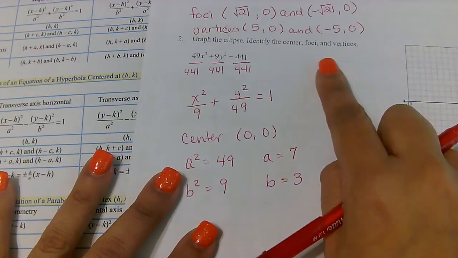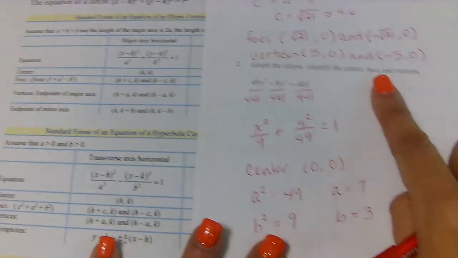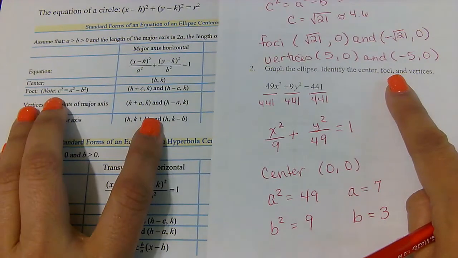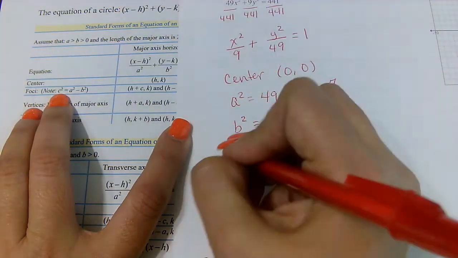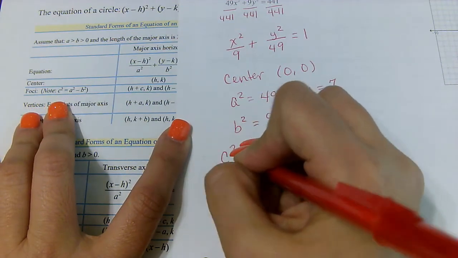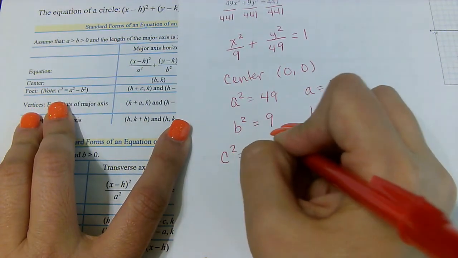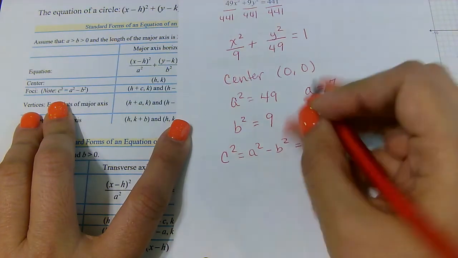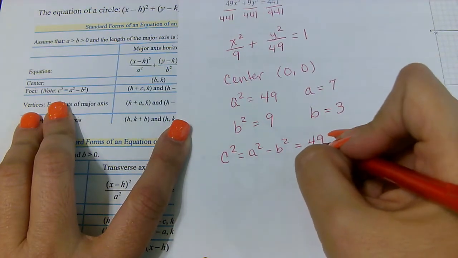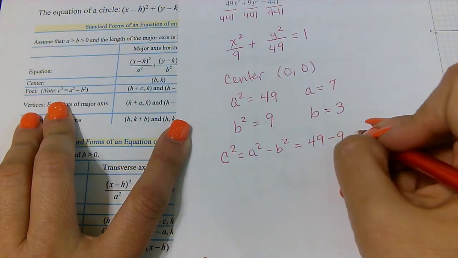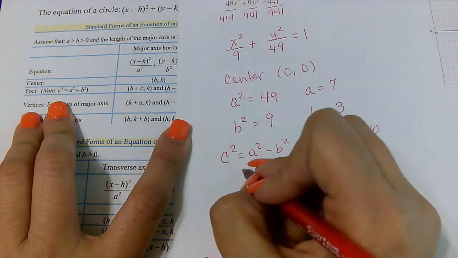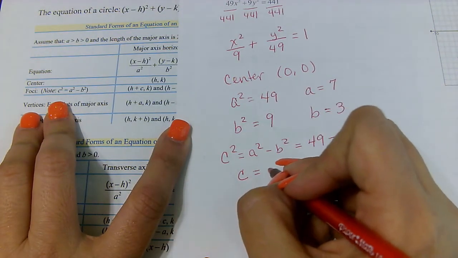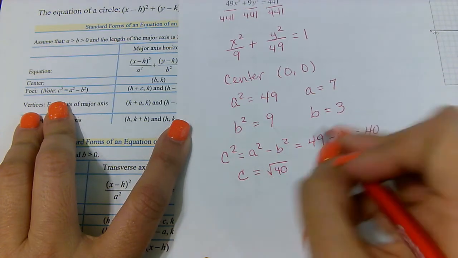The next thing I'm going to do is go ahead and find our foci. But remember, when we're finding our foci, we need to know what the value of c is. So I'm going to go ahead and solve for c here. C squared equals a squared minus b squared. So c squared is going to be equal to 49 minus 9, which means c squared is equal to 40. That means c is equal to the square root of 40.